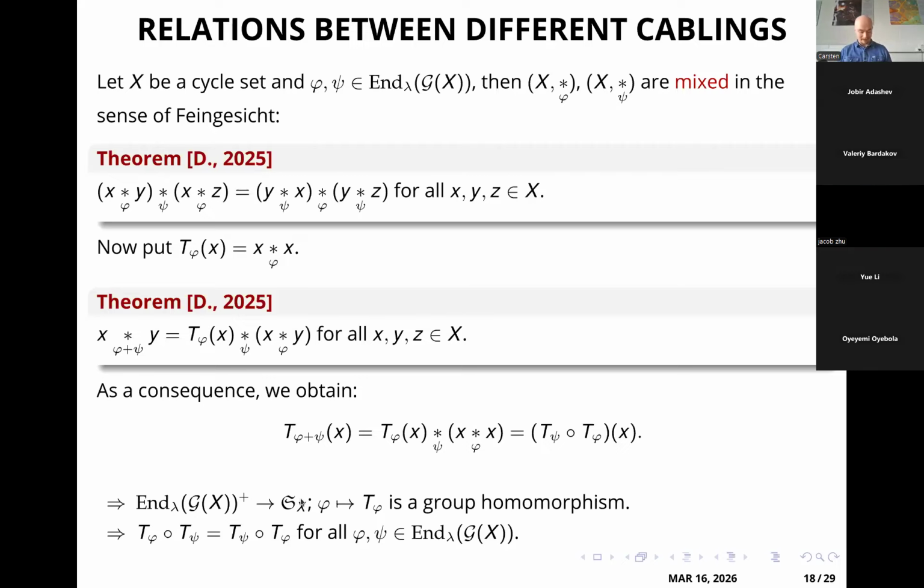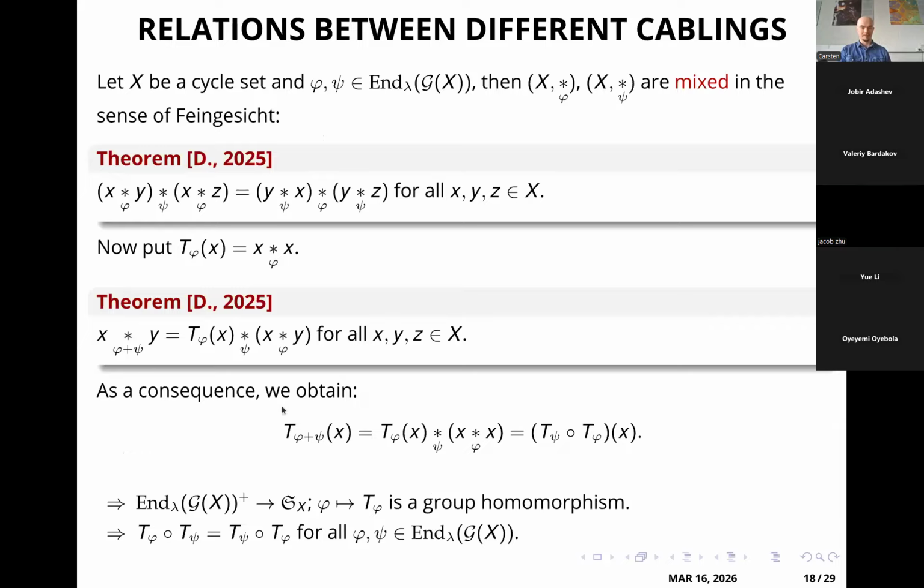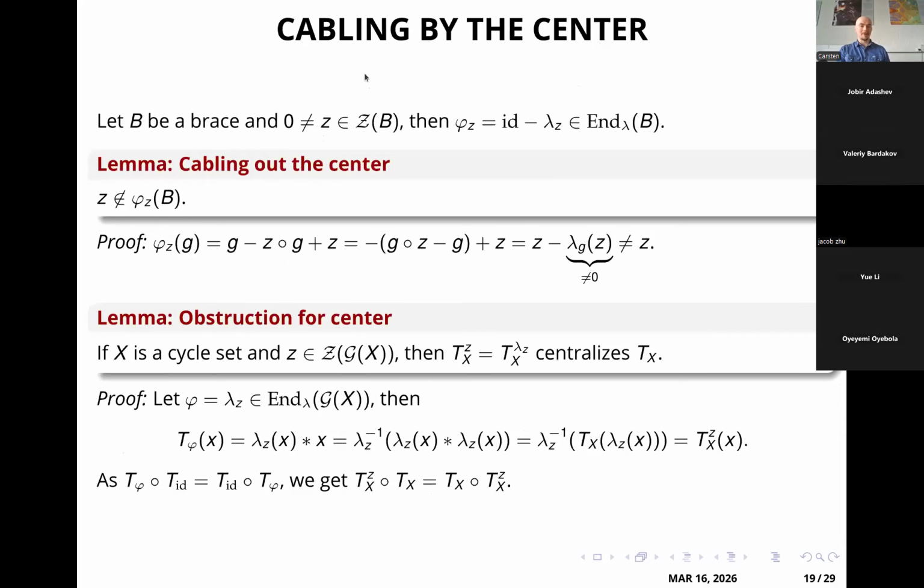Yes. So now given this, we can consider one specific cabling that we have seen before, namely the cabling by the center. And this is a proof technique that will turn out to be extremely useful later. So what can we say about the cabling by a center, or by elements that come from the subalgebra of the lambda endomorphisms that is generated by the center? Well, it turns out, for example, that we can do something that I like to call cabling out the center.